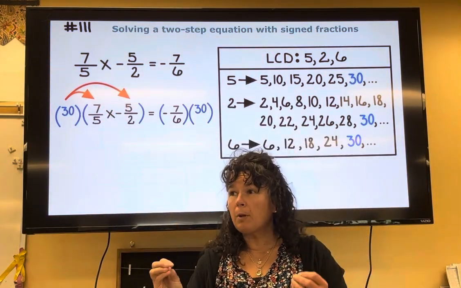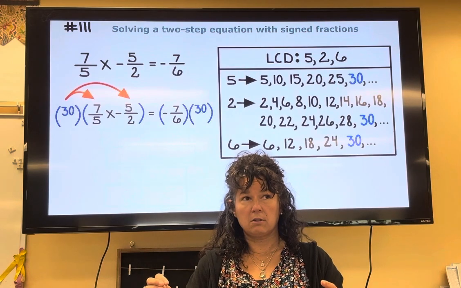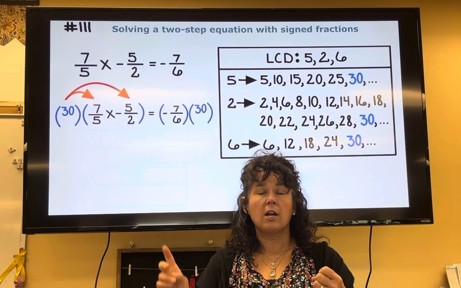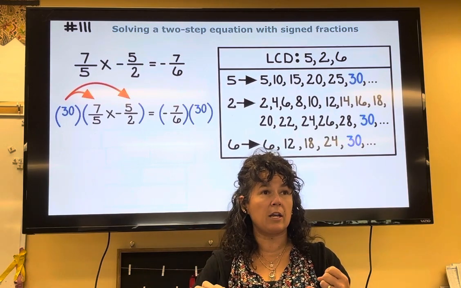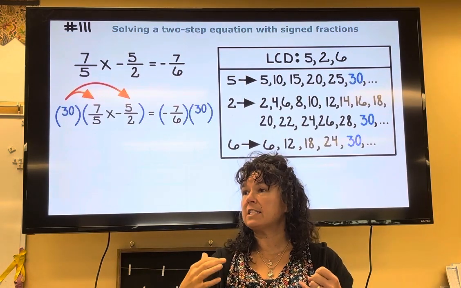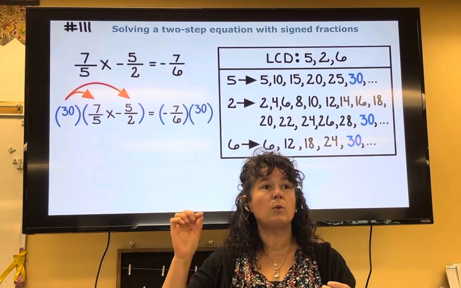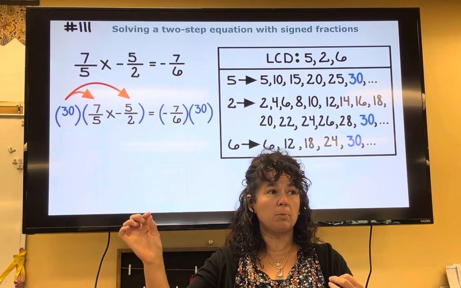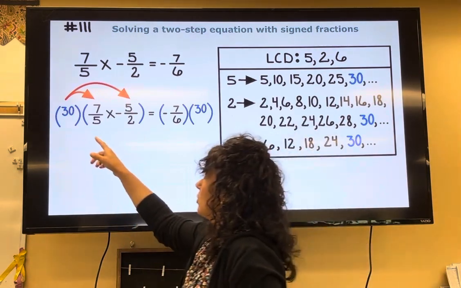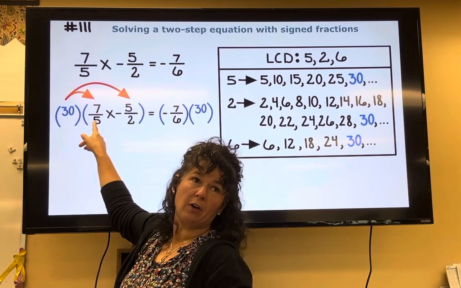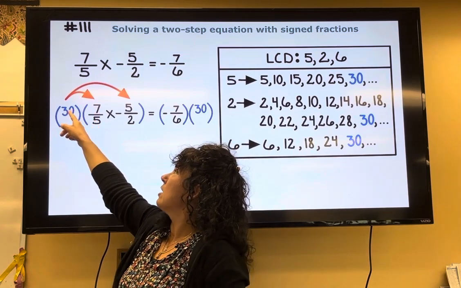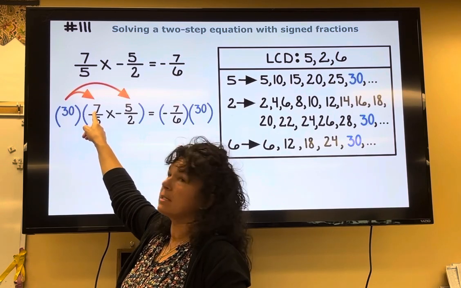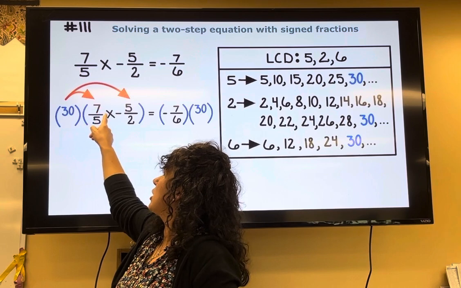Let's think about multiplying by a fraction as multiplying by the numerator and dividing by the denominator. But I find it to be a little bit easier if we divide by the denominator first and then multiply by the numerator. Okay, so when I take 30 times 7 over 5, I'm thinking of that as 30 divided by 5. Yep, 6, and then 6 times 7, 42. So we have 42x.